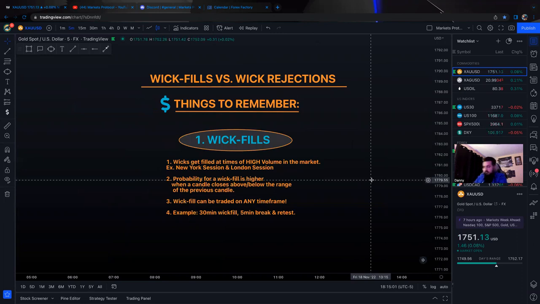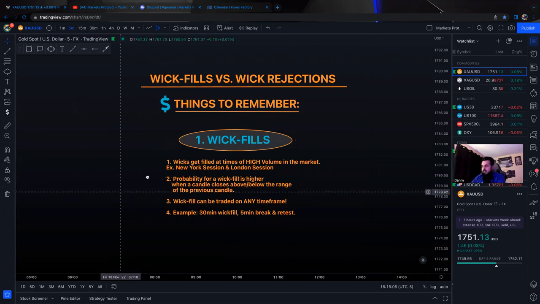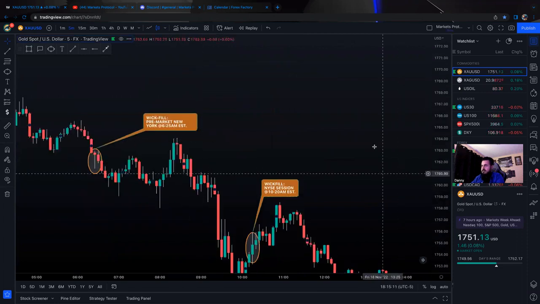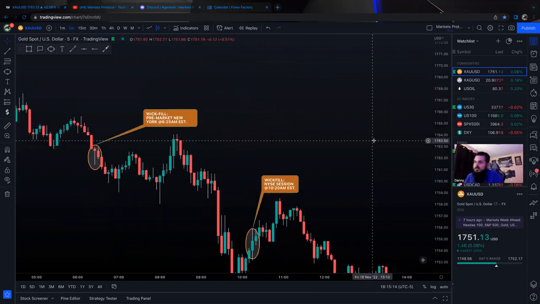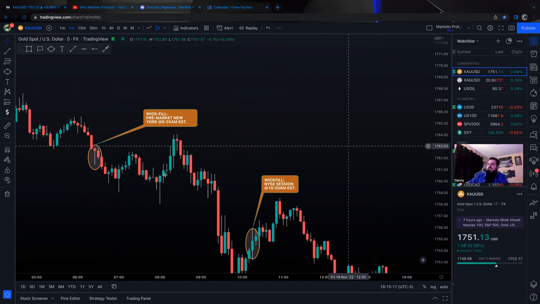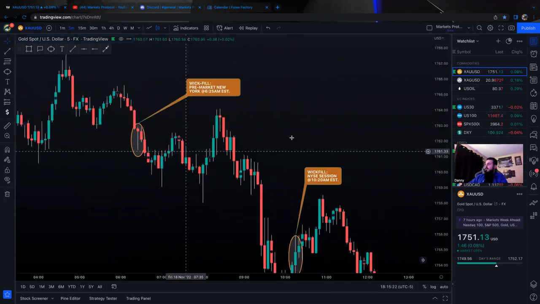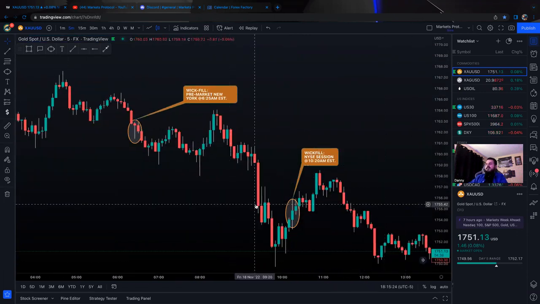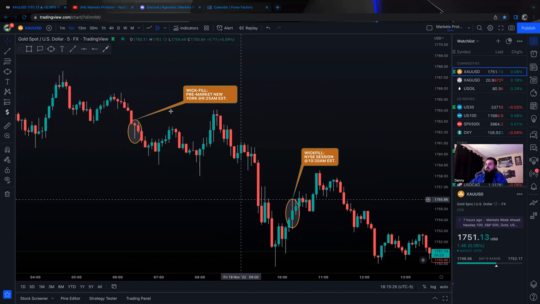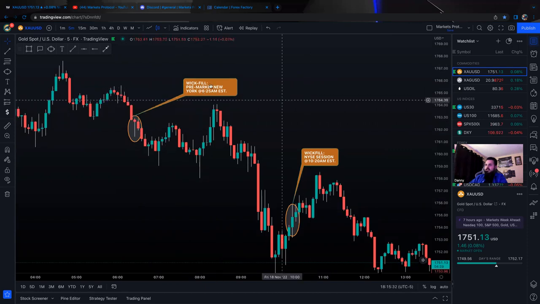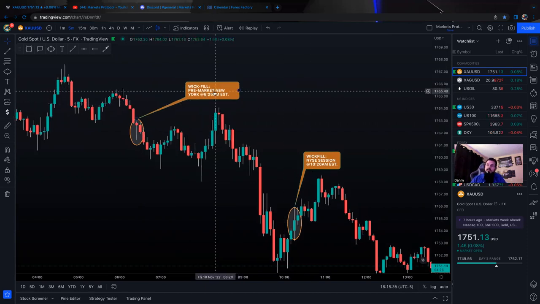Wick rejections, we will also talk about, but before we go into wick rejections, I want to take you to an example in the real market environment here. We just talked about hypothetical examples, but hypothetical examples are good, and it's good to look at previous market data too. So there are two potential examples I have highlighted here for wick fills. This is on the 5-minute time frame on gold.